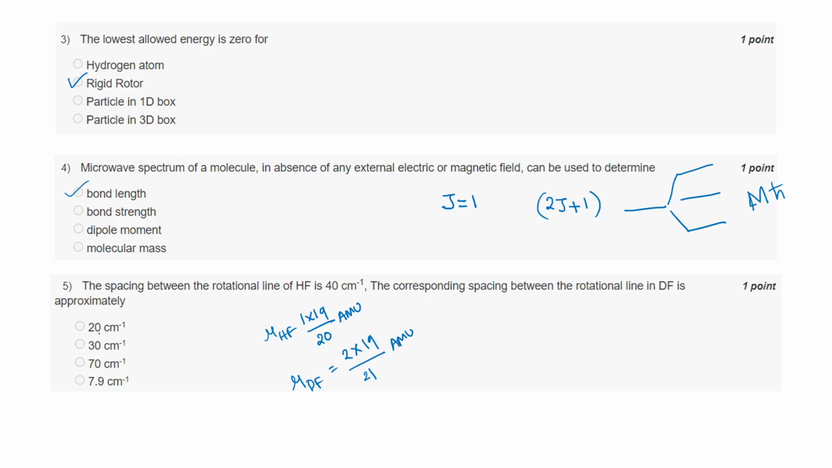Okay, so the answer is going to be B. You're saying 20 centimeter inverse means B is coming to be 10 centimeter inverse. Okay, good. I actually haven't checked the values. I was just going through the assignment problems, taking a screenshot of this and discussing here.